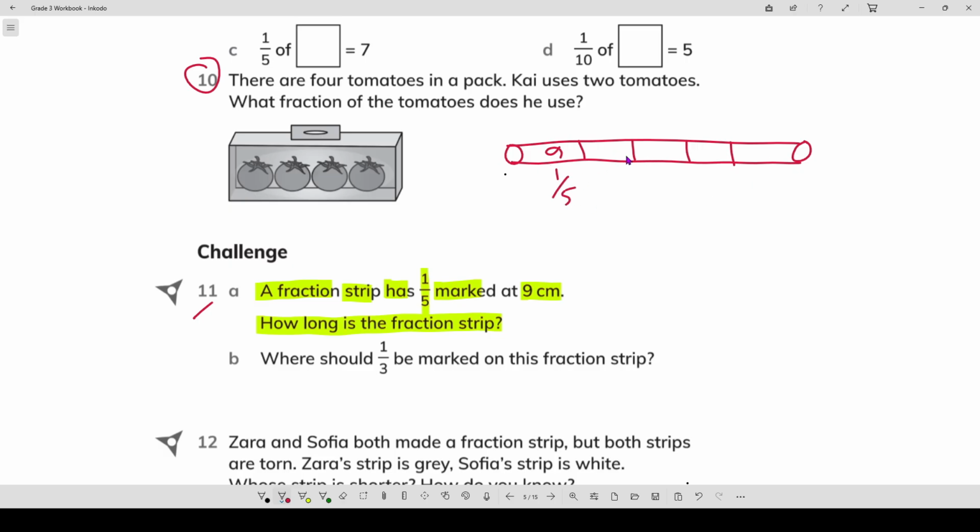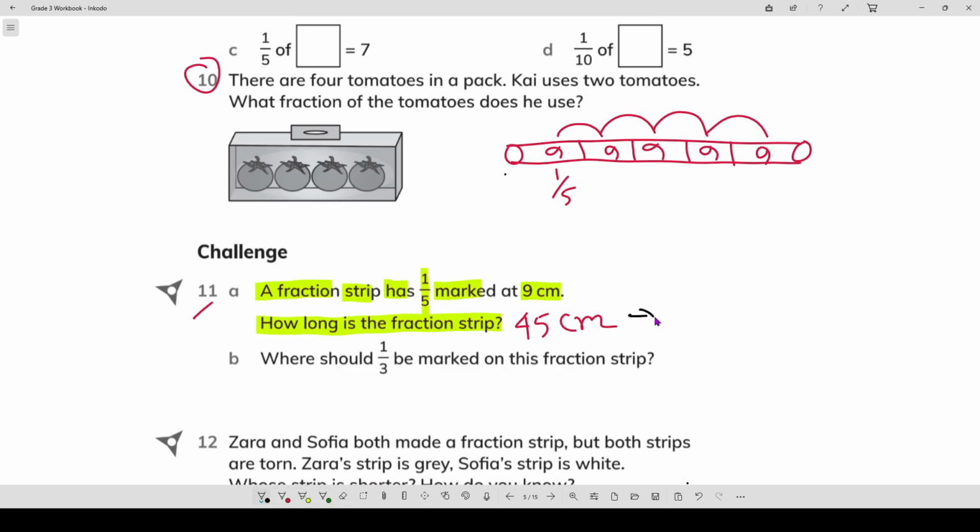So it's a very simple thing. Here is a 9, 9, 9, 9. So 9 plus 9 is 18, 27, 36 and 45. So how long is the fraction stripe? It's 45 centimeters. But how can we calculate this one? It's a very simple thing.